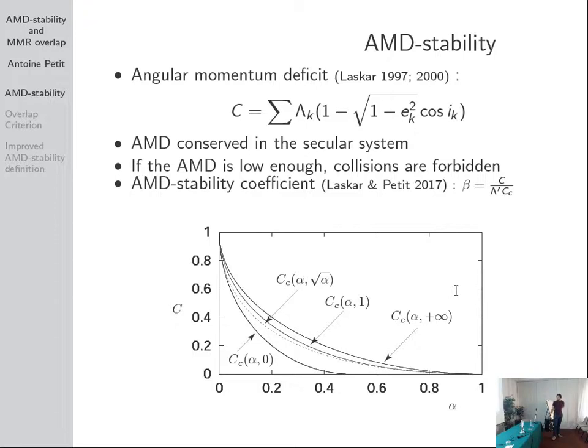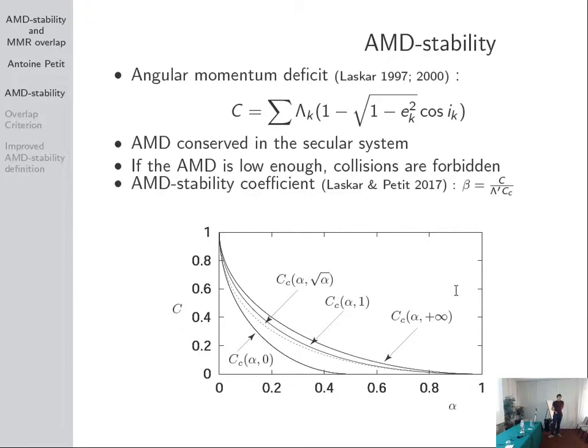The angular momentum deficit is defined as the difference between the angular momentum of a system that is coplanar or circular, minus the actual angular momentum of the system. This quantity is conserved in the secular system. Therefore, if the AMD is low enough, we have a constraint on the eccentricity of the orbits, and we can forbid collisions between the planets.